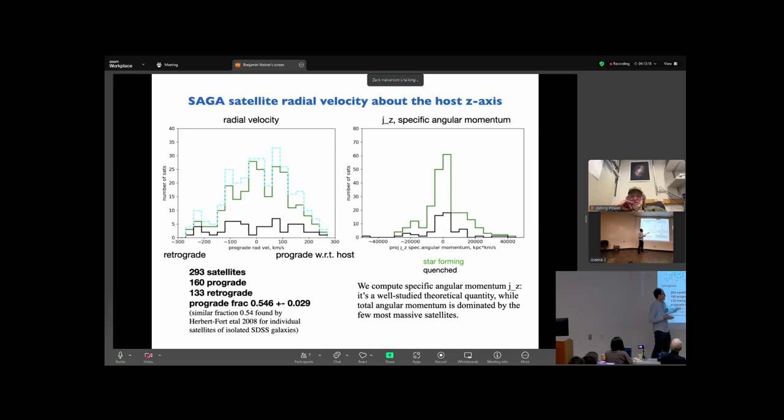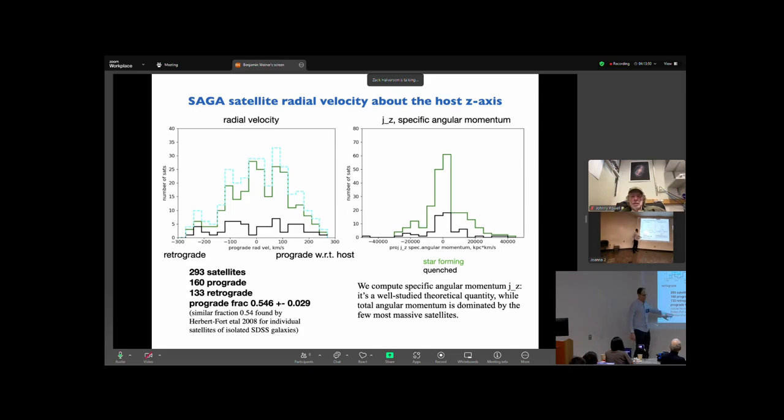And I have also divided the sample into star forming versus quenched. There's not a ton of difference here. The only real difference with the star forming versus quenched is something that we've already published, which is that the quenched satellites tend to be closer in, but not a difference in specific angular momentum impact from that. So what we find is that the prograde fraction is about 55% with an error bar of 0.03, so that's like a 1.6 sigma detection, not terribly impressive. I will get into why you should still care.